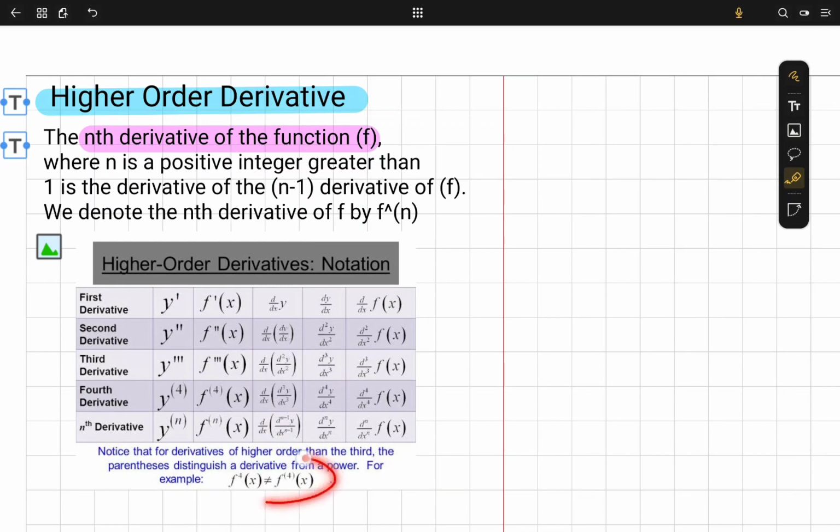Kasi po, this one is the fourth prime of x na tinatawag. So, ito naman, f to the fourth of x. Right? So, ganun po natin nadidistinguish sa isang notation yung ating higher order derivative. Para mas maintindihan natin yung konsepto ng ating higher order derivative, let's have examples.